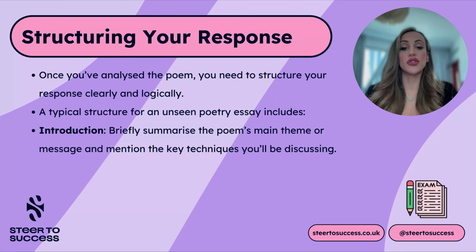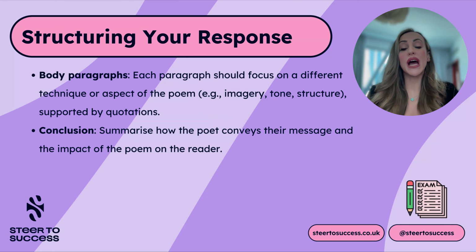A typical structure for an unseen poetry essay includes an introduction, so briefly summarize the poem's main theme or message and mention the key ideas or key techniques that you're going to be discussing, and also thinking about, as I said, the message and the big idea, like a hidden idea within the poem, a broader message to society. And then you're going to have your body paragraphs.